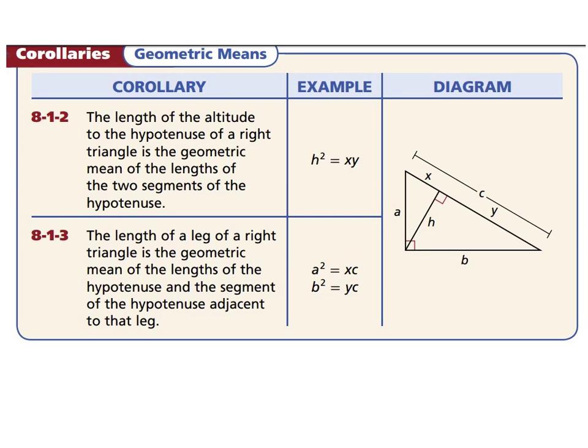The next one, the length of the leg of a right triangle is the geometric mean of the lengths of the hypotenuse and the segment that is adjacent to that. So A squared equals X times C, B squared equals Y times C. And this is important, you're going to use these so much, but here they are.